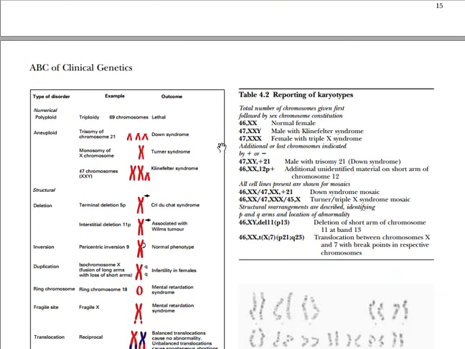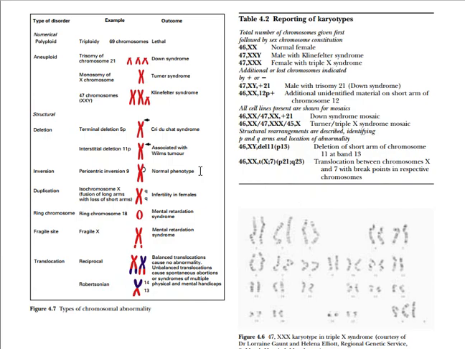So these are certain disorders which are involved. Aneuploidy is an example. You have trisomy 21, and Turner syndrome, monosomy X chromosome, is aneuploidy. Trisomy 21 is Down syndrome. Monosomy X is Turner syndrome. 47 chromosomes XXY is Klinefelter syndrome.